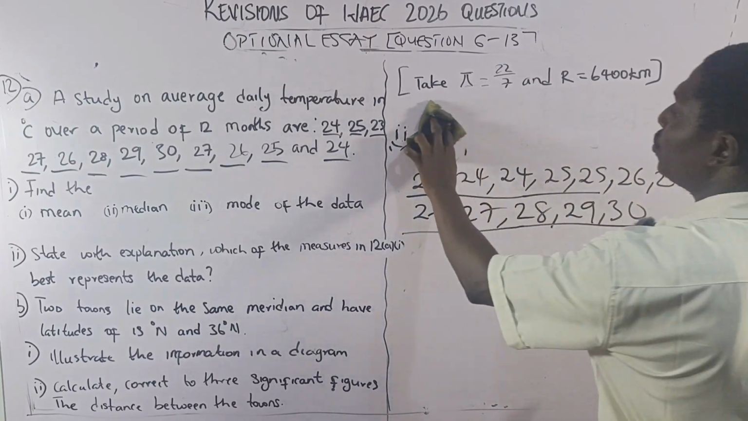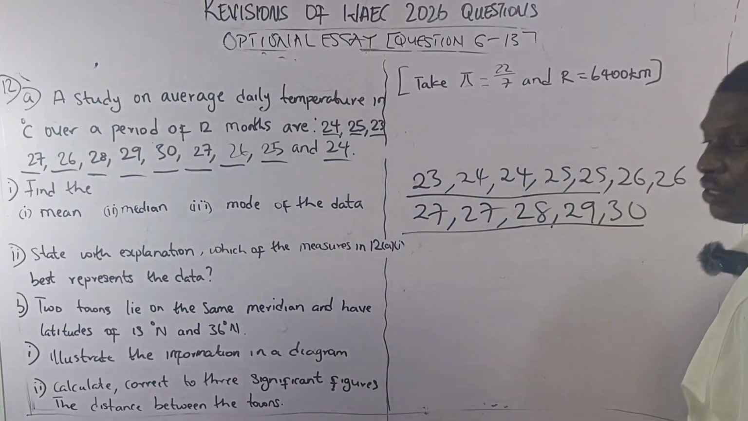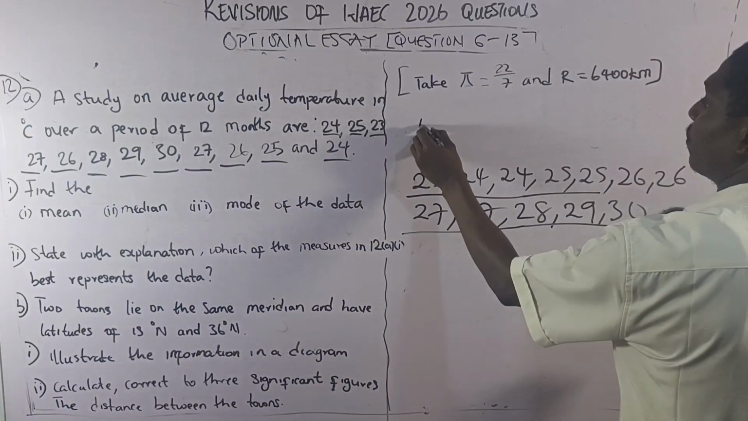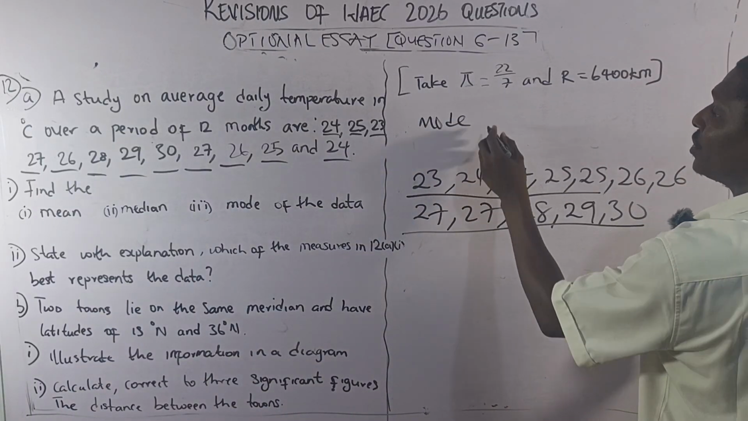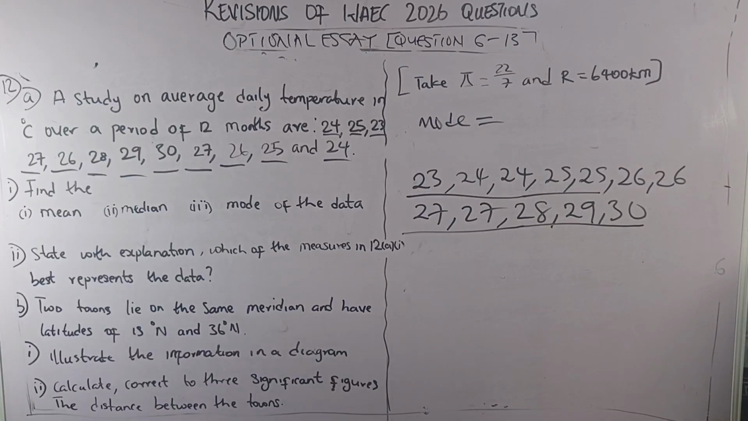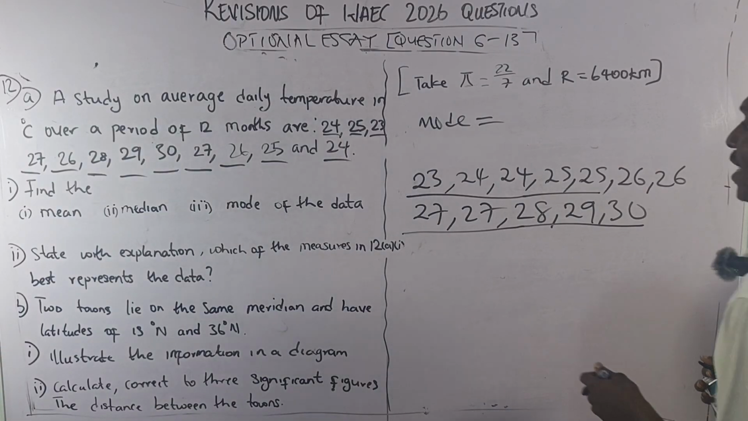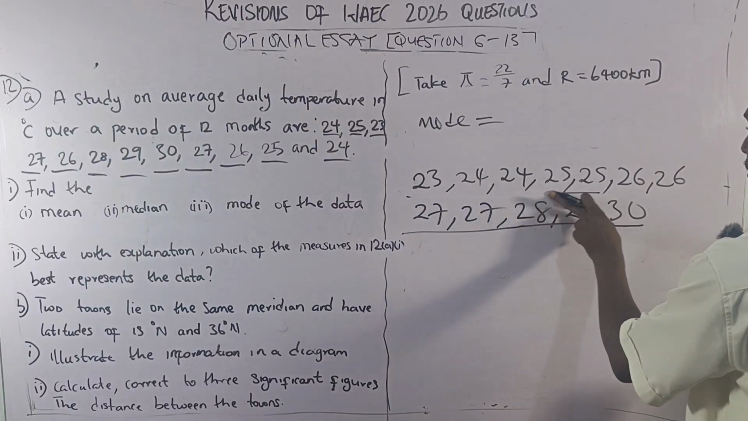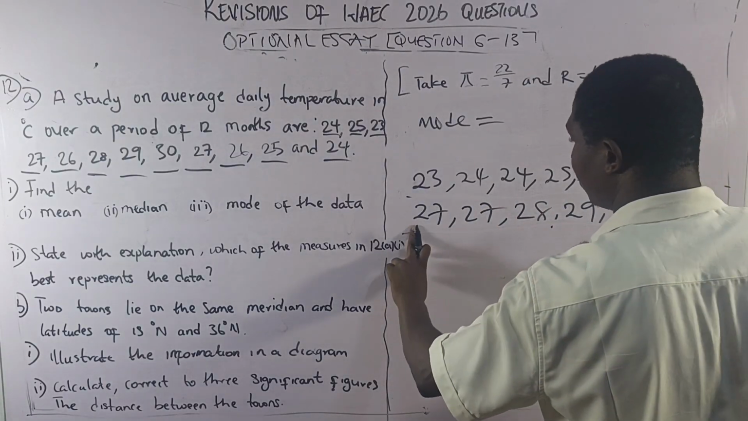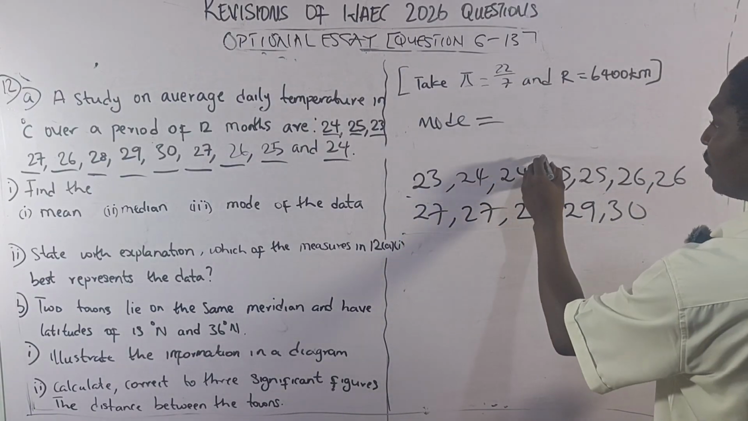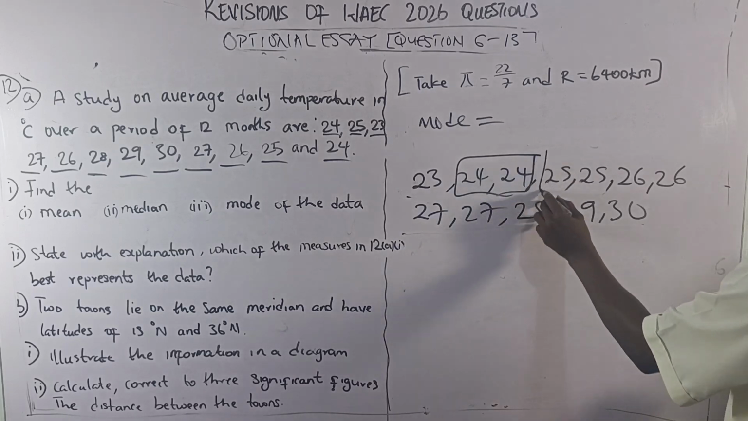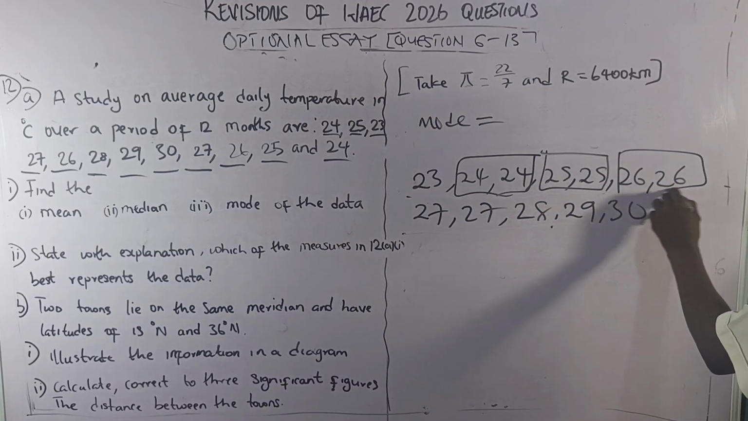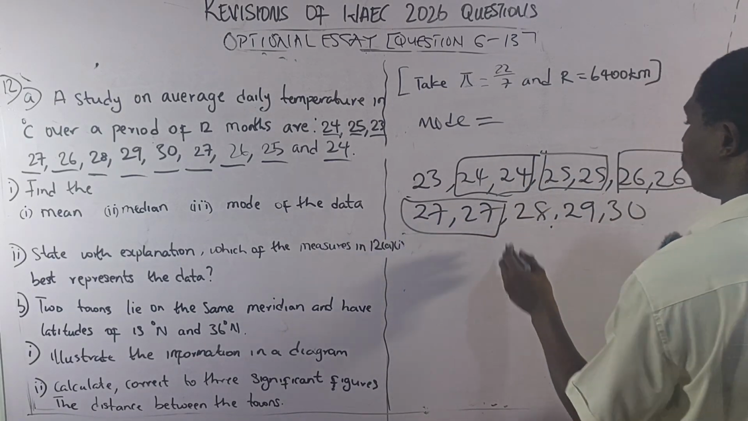Since I've arranged this, you'll use this to get my mode easily. So my mode. What's mode? Mode is simply the temperature that has the highest what? Frequency. Which temperature has the highest frequency? So let's clean this, and also clean this. We can see that 23 occurs once, 24 occurs twice, 25 occurs twice, 26 occurs twice, and 27 occurs twice.